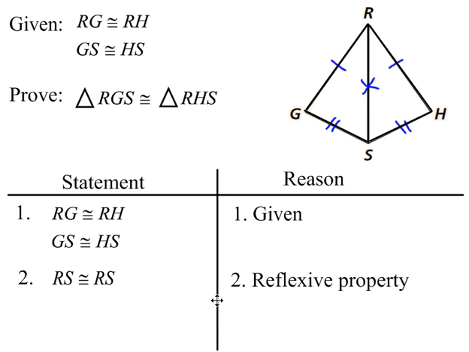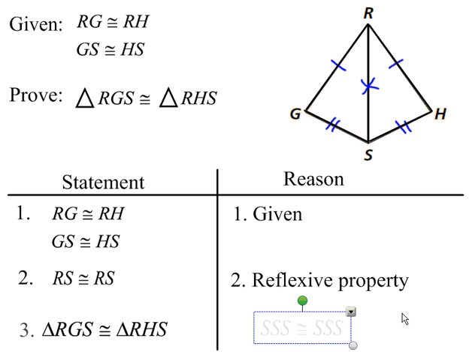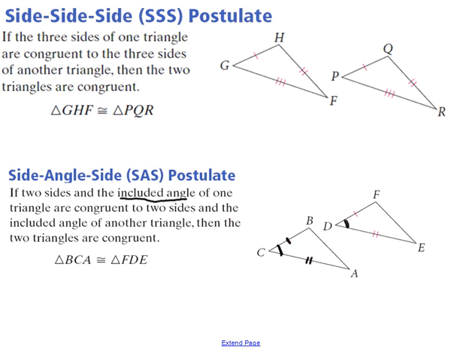So finally, we could say, look, these two triangles must be congruent to each other because of the side side side postulate. If you go back to the postulates, remember we said that if three sides of one triangle are congruent to the corresponding sides on the other triangle, then those two triangles are congruent by this postulate here.